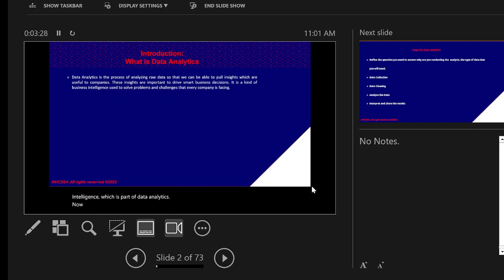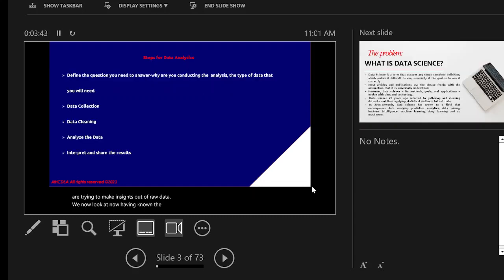Now, having seen the definition of data analytics, as we say that we are using raw data and trying to make insights out of raw data, we now look at the steps. In your organization, if you have data, what are the steps that you need to have? The first one is that, before you do any analysis, you need to define a question. What do you want out of the data? So you have to define the question you need to answer. Why are you conducting the analysis?